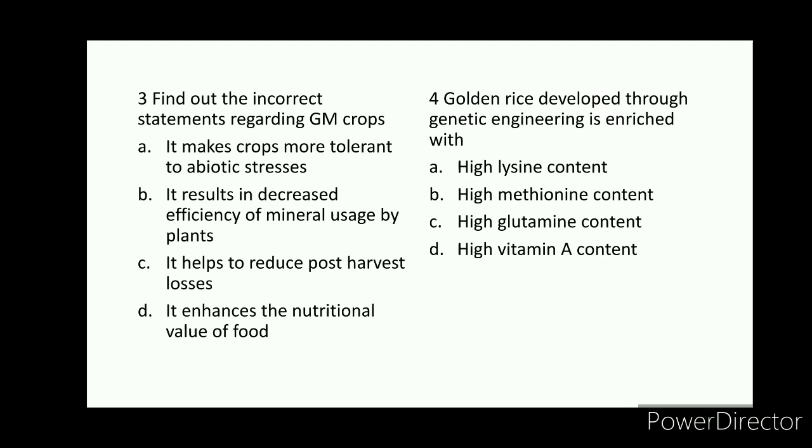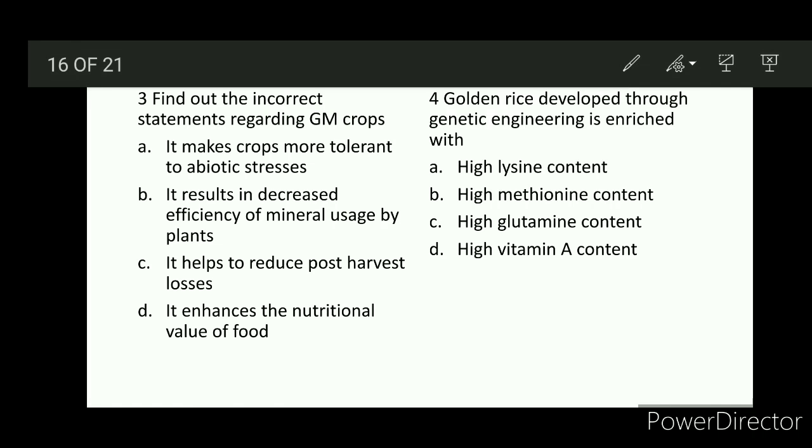Find out the incorrect statement regarding GM crops. Option A, it makes crops more tolerant to abiotic stresses. Option B, it results in decreased efficiency of mineral usage by plants. Option C, it helps to reduce post-harvest losses. Option D, it enhances the nutritional value of food. Let's check: it makes crops more tolerant to abiotic stresses.